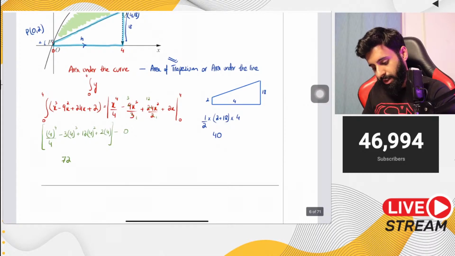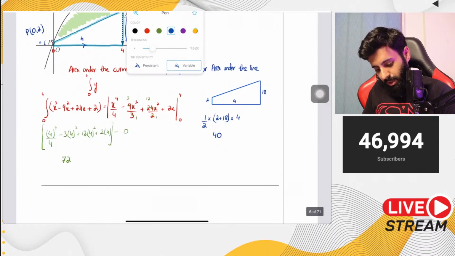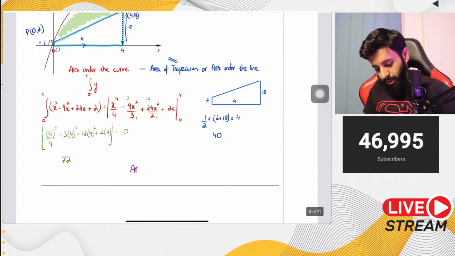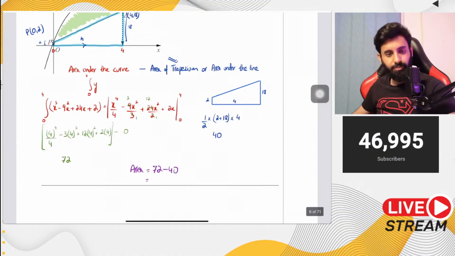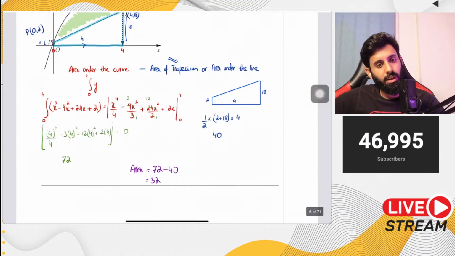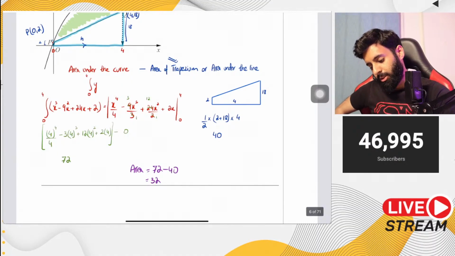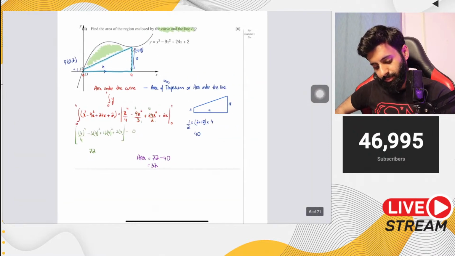Now, in order to find the final answer, the area bounded by the line and the curve, that's going to be equal to 72 minus 40, which is equal to 32. And let's see if that's the correct answer. Yep, that's the correct answer. So there you go. That's that.